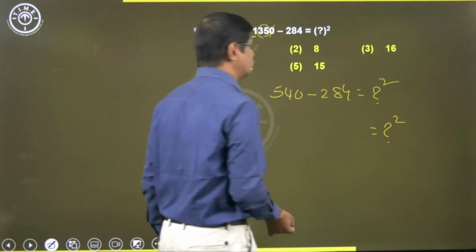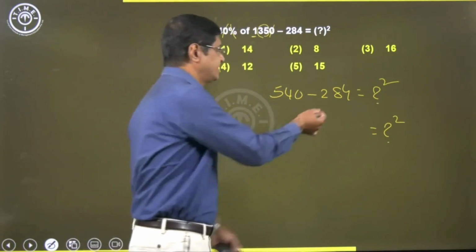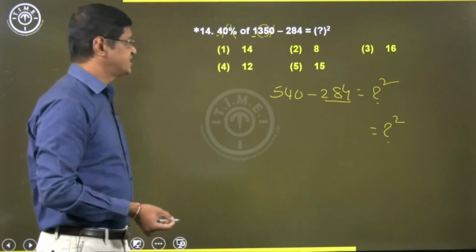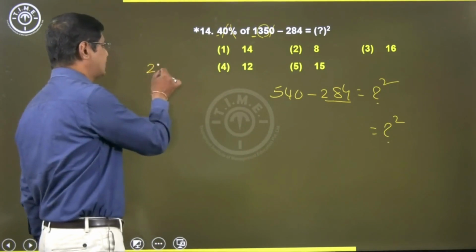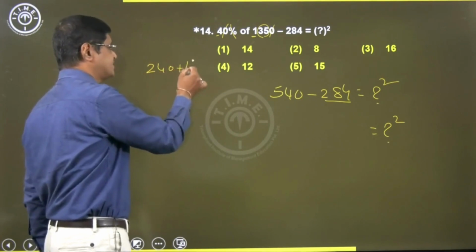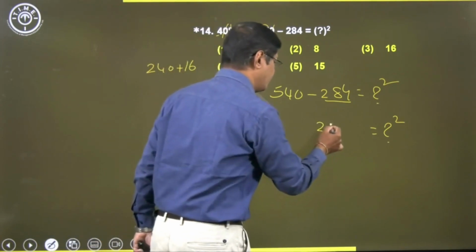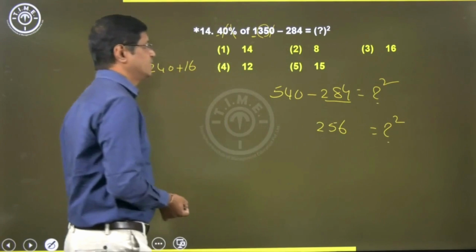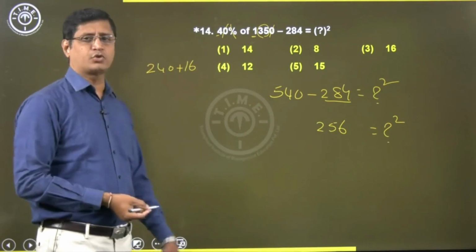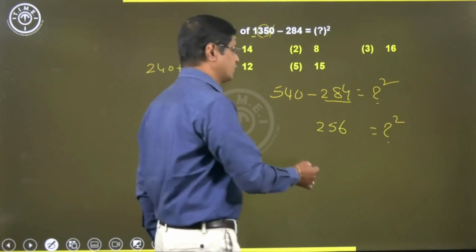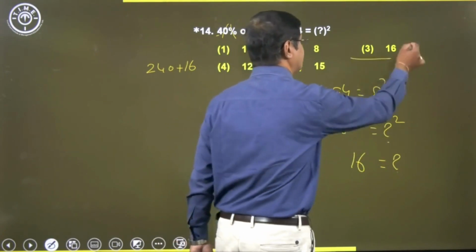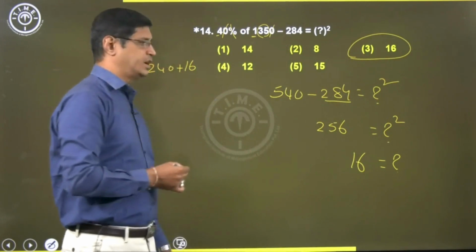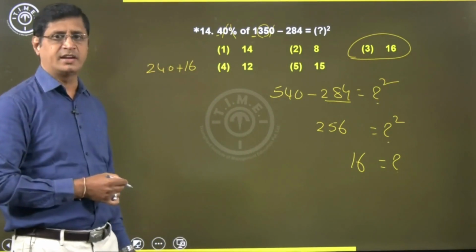Just observe the value of the question mark. How much is it less than 300? 16. How much is it more than 300? 240. 240 plus 16, that is 256. 256 is a perfect square, 16 square. So the value of the question mark is plus or minus 16. Here only positive 16 is given. The right choice is option number 3. The third choice is the right answer.